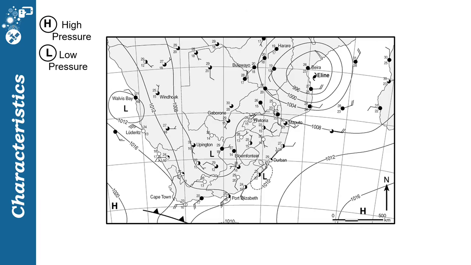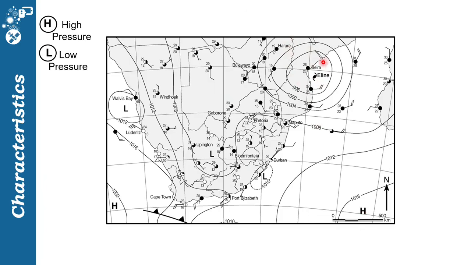And the first thing that you're going to notice on any synoptic weather map are the pressure cells. High pressure cells usually, but not always, have an H in the center, and low pressure cells an L in the center. So here I can see a low pressure cell that has an L in the center. There's another one with an L in the center. There's a high pressure indicated by an H. There's another high pressure indicated by an H.